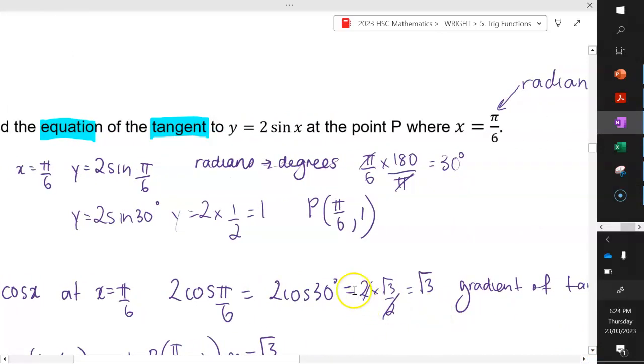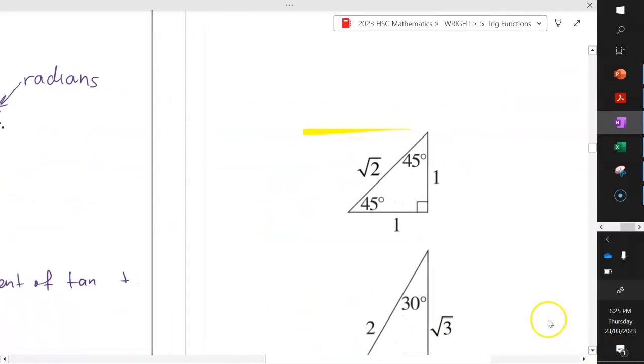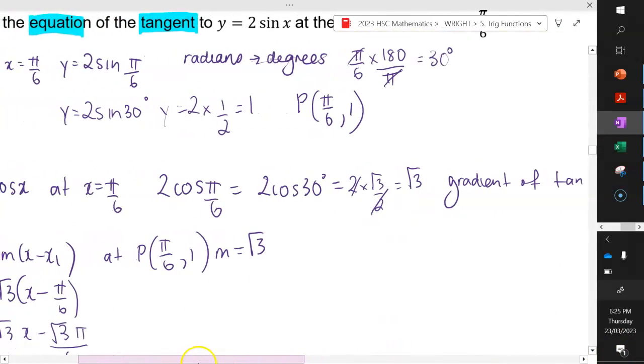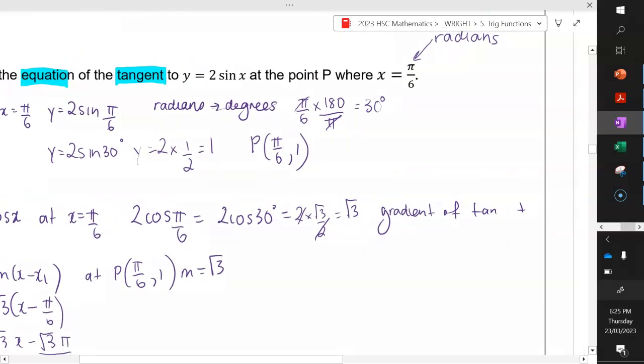Now, we can, again, find an exact value for the cos 30 part. So I don't want you finding any decimals. I want exact values. So cos of 30, second special triangle down here, what we're going to do is adjacent on hypotenuse with our 30 degrees, which is root 3 over 2. So we've got 2 times, and we're replacing our cos 30 with root 3 over 2. The 2's cancel, and we get root 3, and that's our gradient of the tangent.